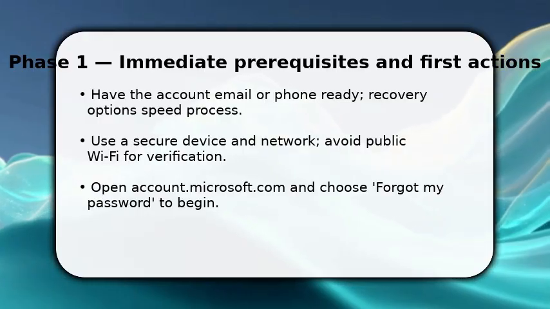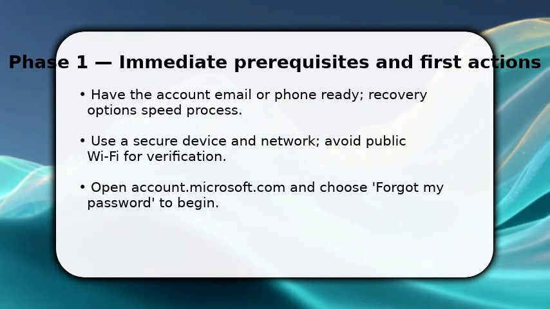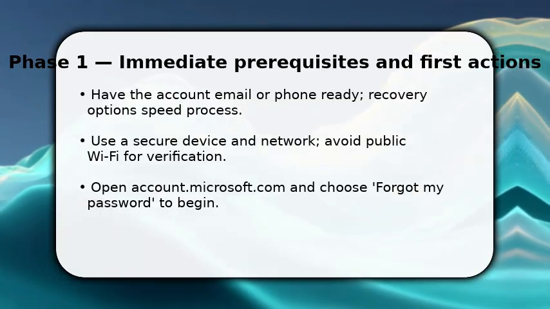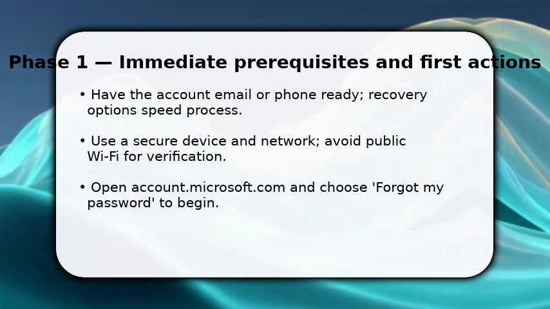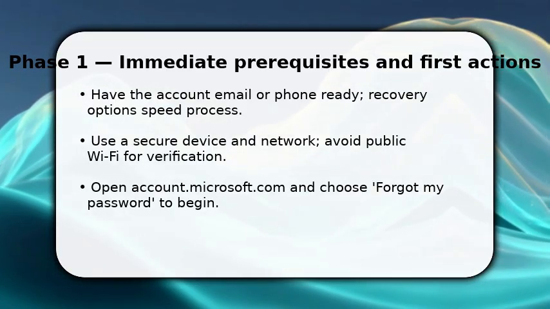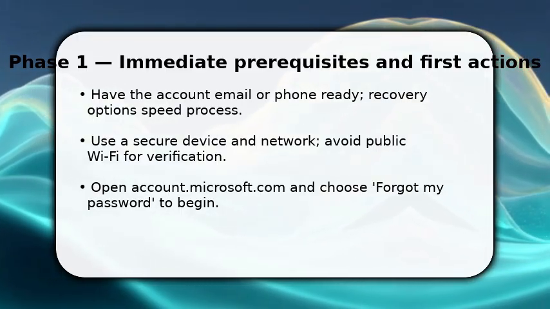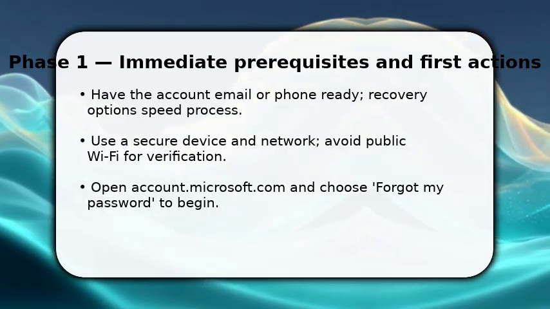You begin by confirming one piece of identity, the Microsoft account email or phone linked to the profile. Use a trusted device and network. This reduces false flags during verification. Once done, go to account.microsoft.com and select Forgot my password. You'll choose a reason, then receive a code via the recovery option. Do this now so Microsoft can verify ownership.